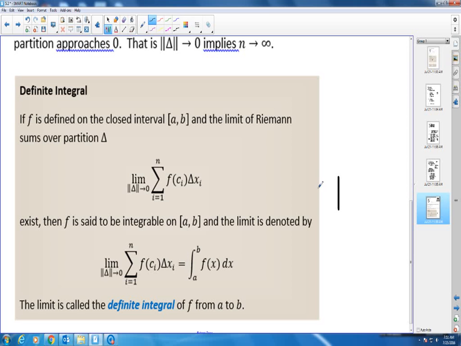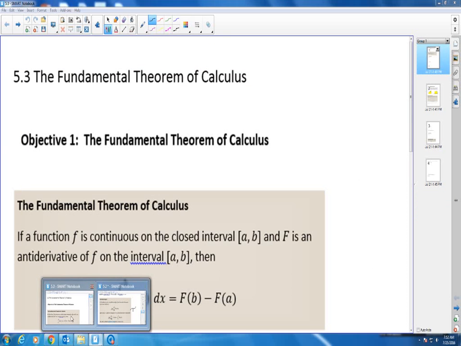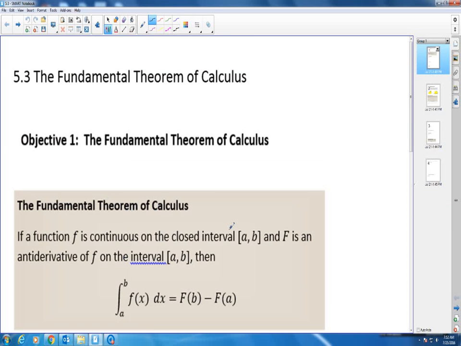So if I can sum up all these points on the curve and take a limit of it, eventually that will be the same thing as taking an integral from a to b of my function f of x. And that's what we're going to do today, and that is actually called the fundamental theorem of calculus.